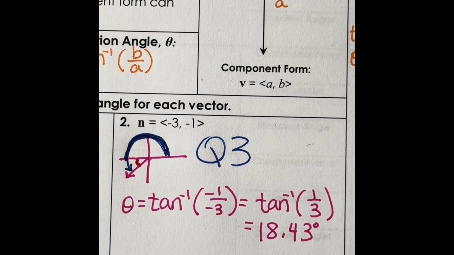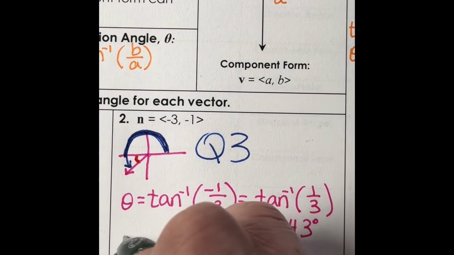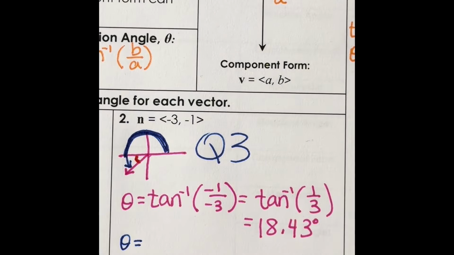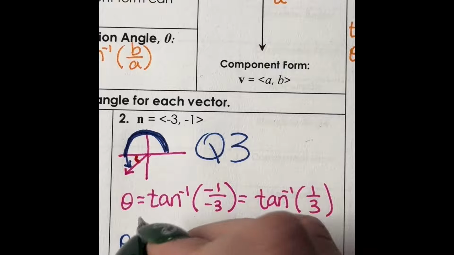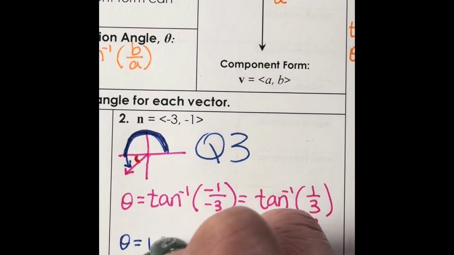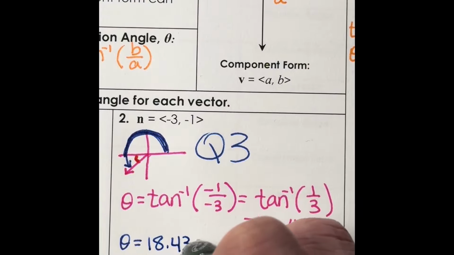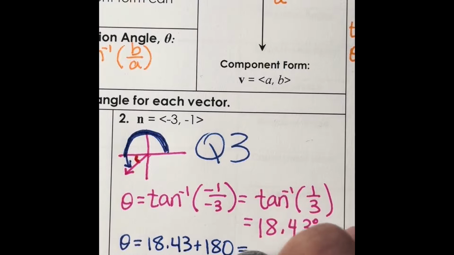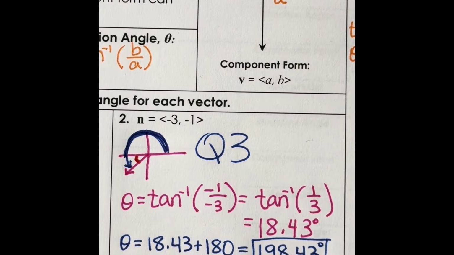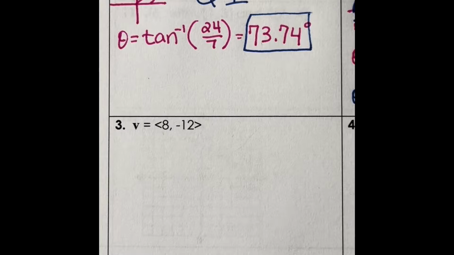So in order to actually find what theta is, I'm going to have to take what I just found, which is 18.43, and add 180 to it. And what that's going to give me is 198.43. That seems a little more reasonable. So that tells us the direction that our vector is going to be going in. All right, 2 more in this little section here.